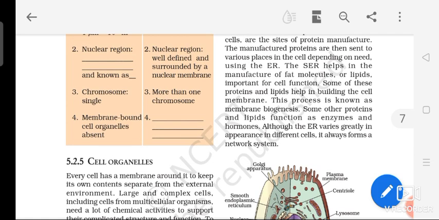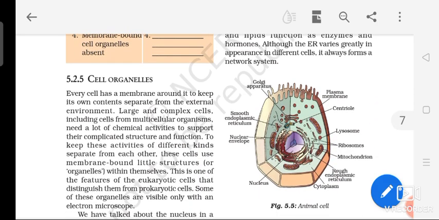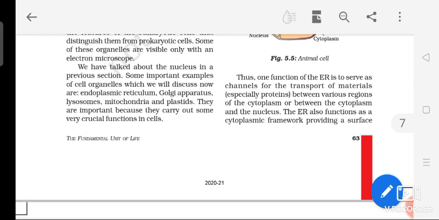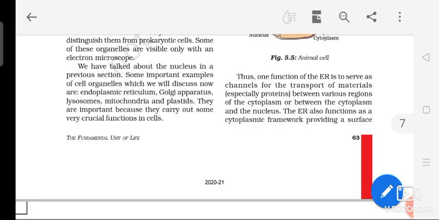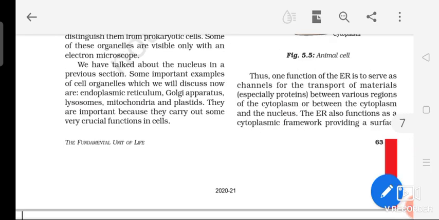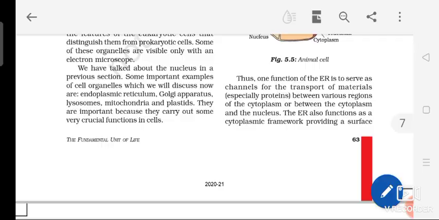As our plasma membrane is made up of proteins and lipids, the endoplasmic reticulum plays an important role in membrane biogenesis. Because of its presence, the endoplasmic reticulum serves as the channel for the transport of molecules between the various regions of the cytoplasm and between the cytoplasm and the nucleus.